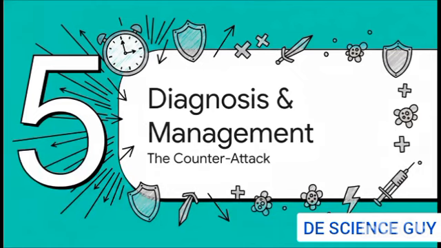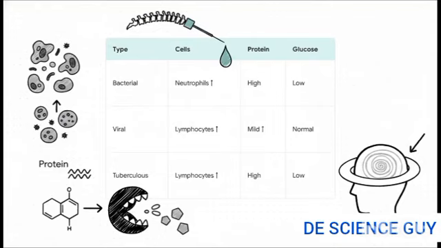The counterattack. So, the absolute gold standard for diagnosis here is cerebrospinal fluid analysis, which we get via a lumbar puncture. To figure out exactly what we're up against, we use this diagnostic decryptor table. By testing the fluid, we instantly know the threat. If neutrophils are high and glucose is low, it's bacterial. The bacteria are quite literally eating the glucose for energy. If lymphocytes are high with normal glucose, it's likely viral. This one distinction dictates the entire treatment plan.